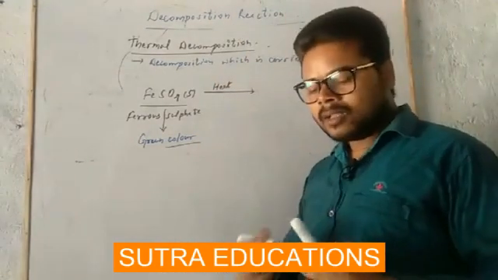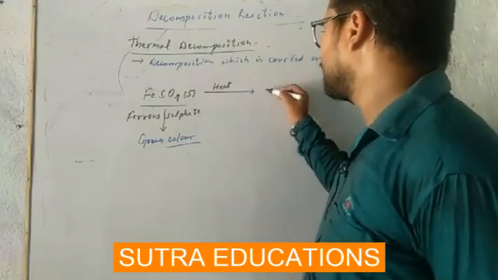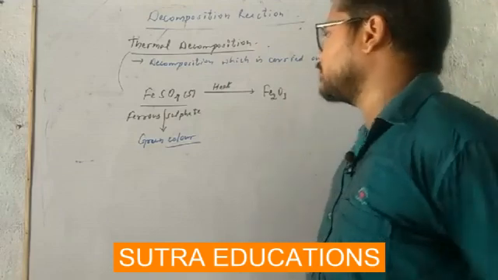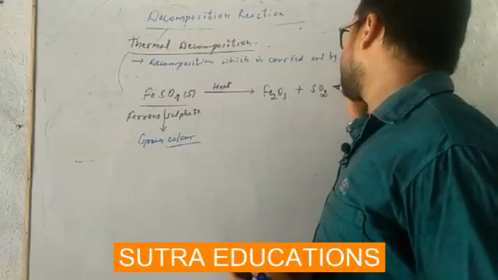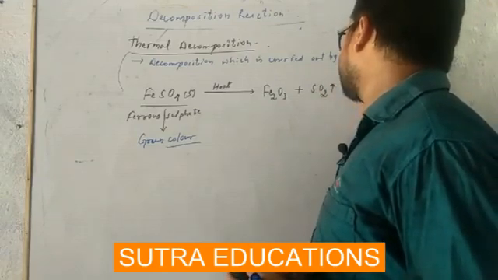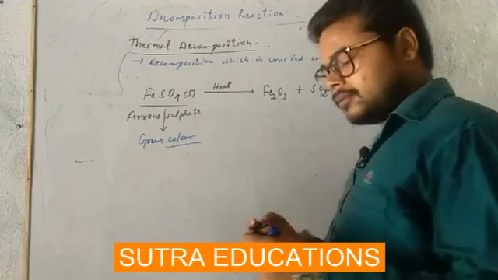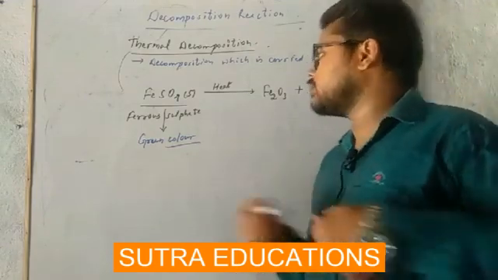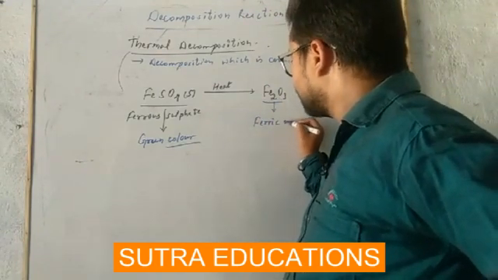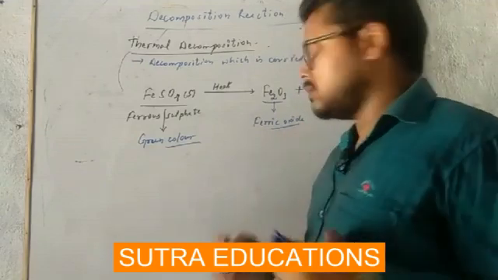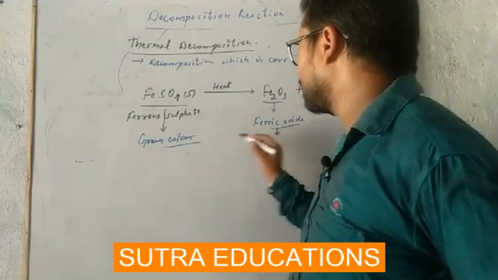Okay, so ferrous sulfate, after getting heat, decomposes into ferric oxide, Fe2O3, plus sulfur dioxide, which is a gas, and sulfur trioxide, which is also a gas. Okay, this Fe2O3 is known as ferric oxide, and this ferric oxide is green in color, sorry, brown in color.